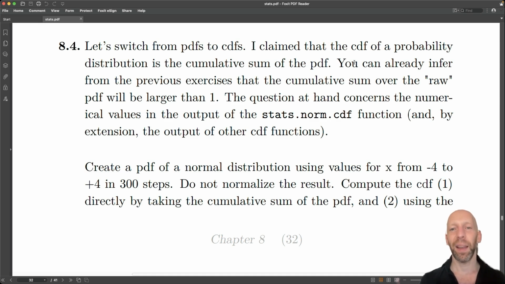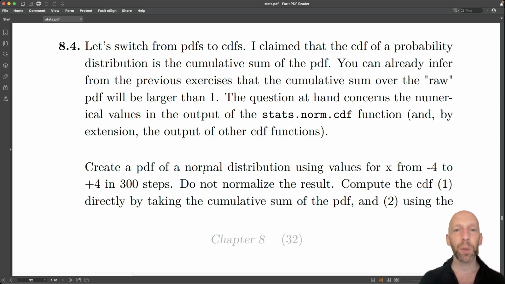Now, you can already guess from the previous exercises that if we just cumulatively sum over the raw PDF, the raw output from stats.norm.pdf or any other probability function, it's not going to be correct, because those values themselves sum to, for example, 50. So then the cumulative sum is obviously going to be larger than 1. Okay, so what you want to do in this exercise is create an x-axis grid that goes from -4 to +4 in 300 steps. And then use that to create a CDF.